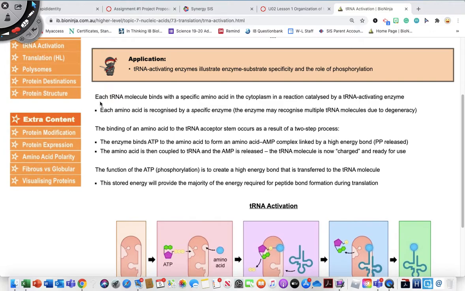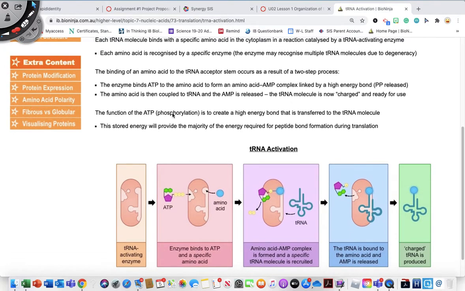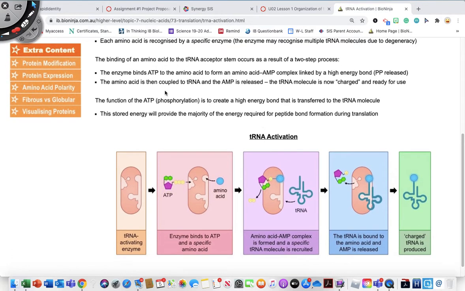So I think the easiest way to understand tRNA activation is just actually look at this diagram. It's very helpful. So here we have the enzyme. Okay, this is tRNA activating enzyme, and I also gave you the name of this before. I said that it was called Acyl tRNA Synthetase, where all enzymes end with ase.